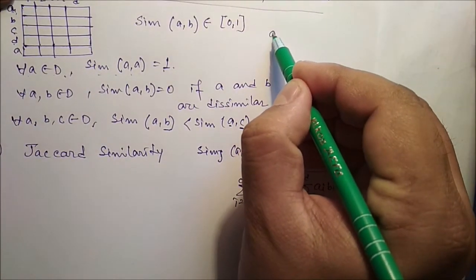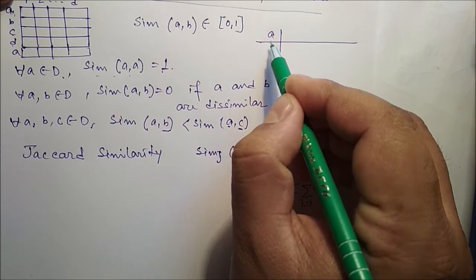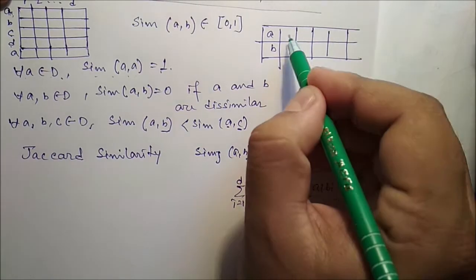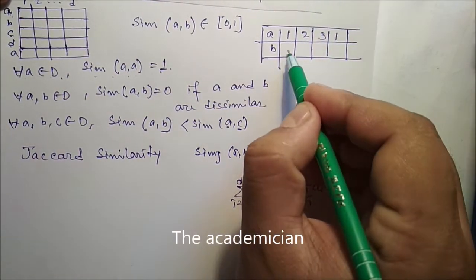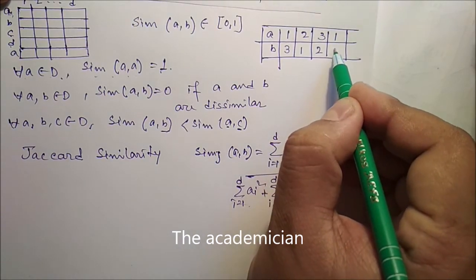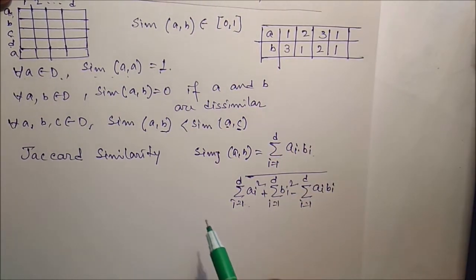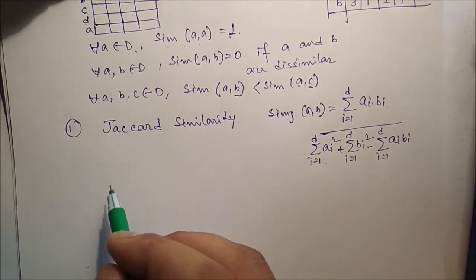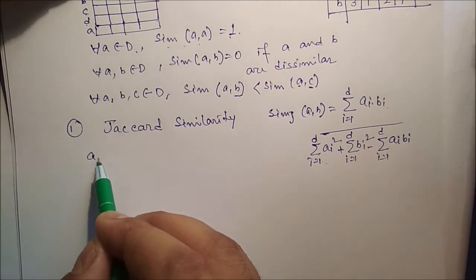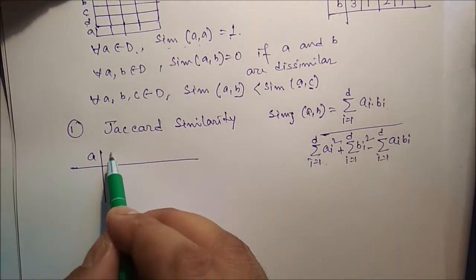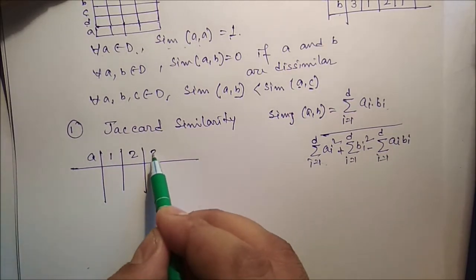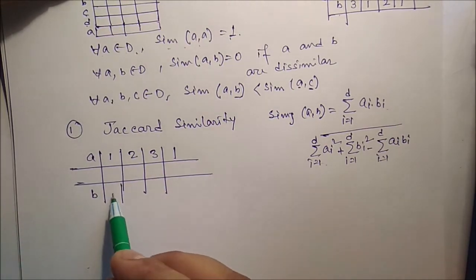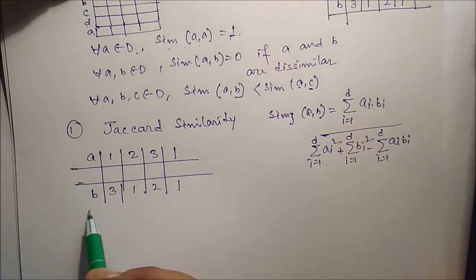Suppose A, say 4 attributes are there, 1 2 3 1 and 3 1 2 1. If it is the case, we have to calculate the similarity between A and B. So easily we can calculate. Say A is equal to 1 2 3 and 1, and B is 3 1 2 1.